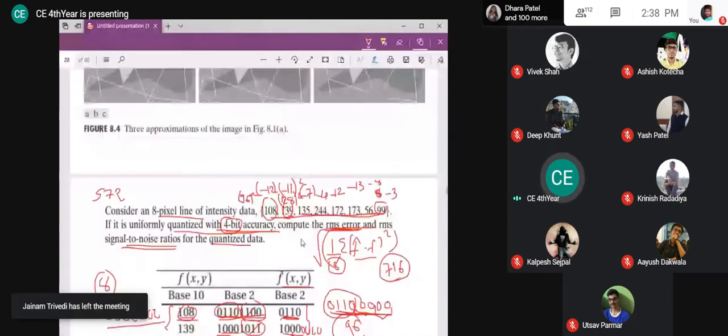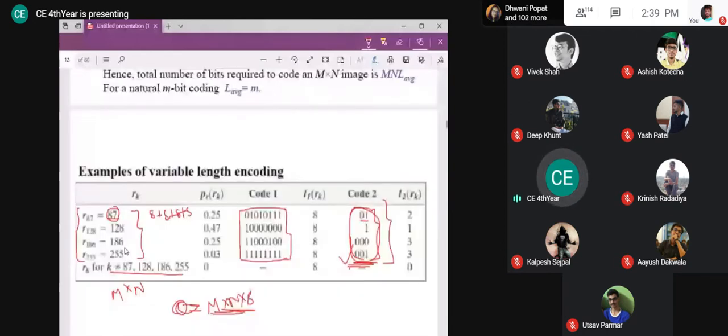Yes, 87 was having one code. 128 was having another code. The probability of occurrence of 128 was higher, so that's why we were taking a smaller length code for 128. So this type of symbol encoding takes place. Symbol is 87, and this is the encoding of it.